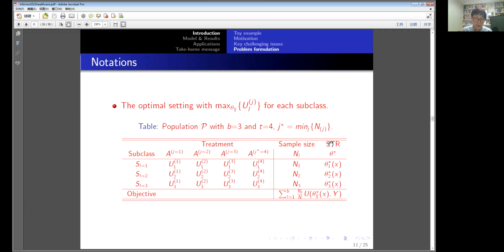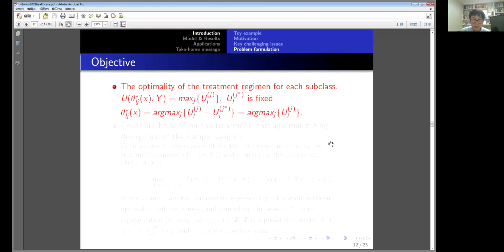For all the subclasses, this table shows 3 subclasses and 4 treatments. We can estimate their mean responses, and we can further obtain the solution with the objective function. The optimal treatment regimen for each subclass can be represented as the maximization. With mu_LJ star as effective, we can obtain the solution with the argument maximizing mu_LJ.